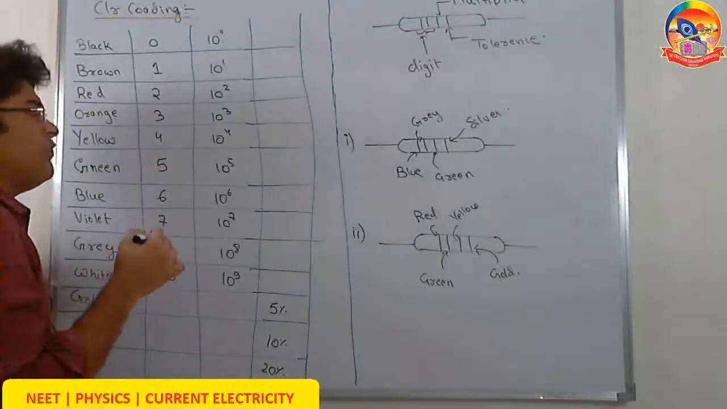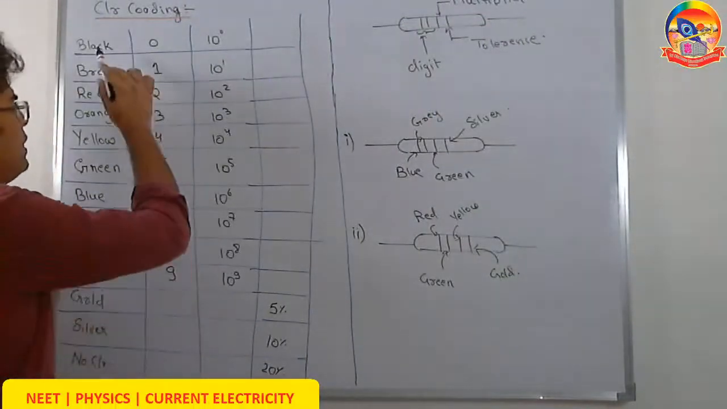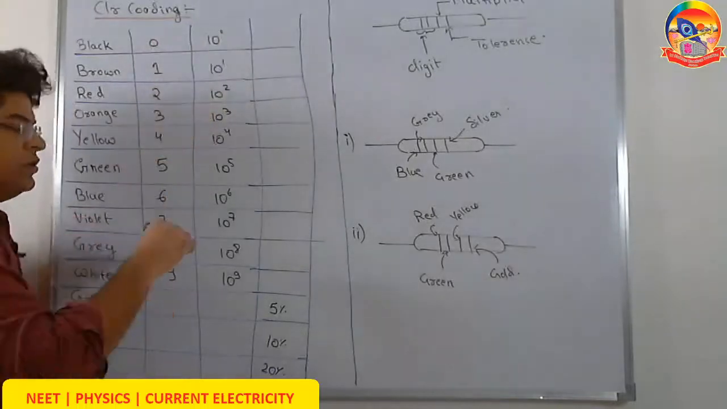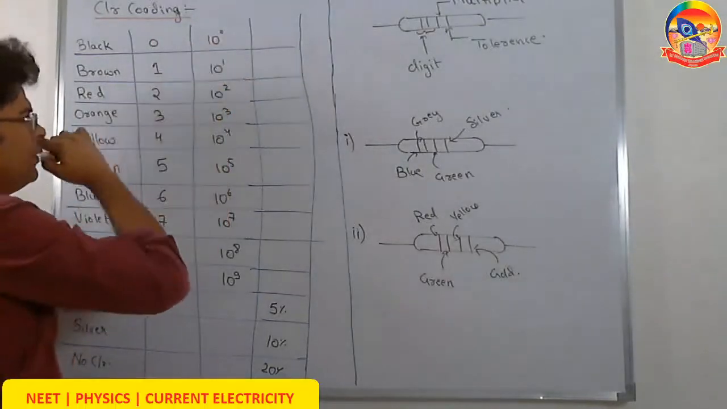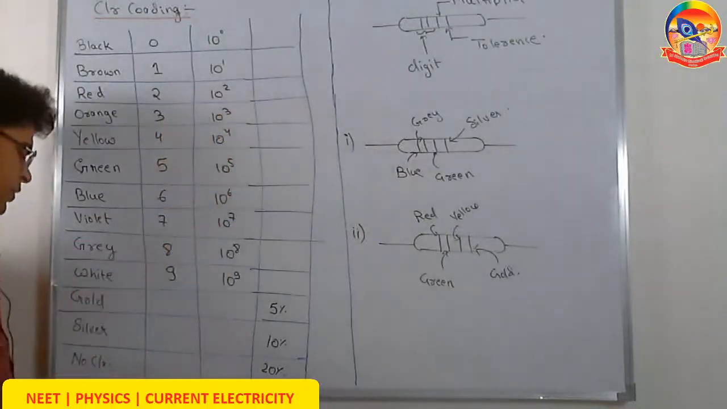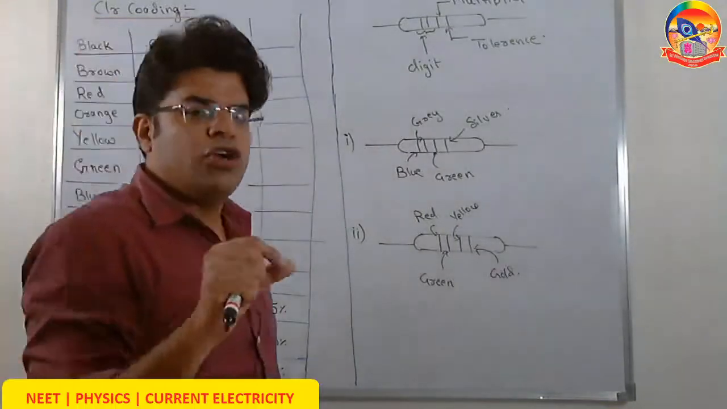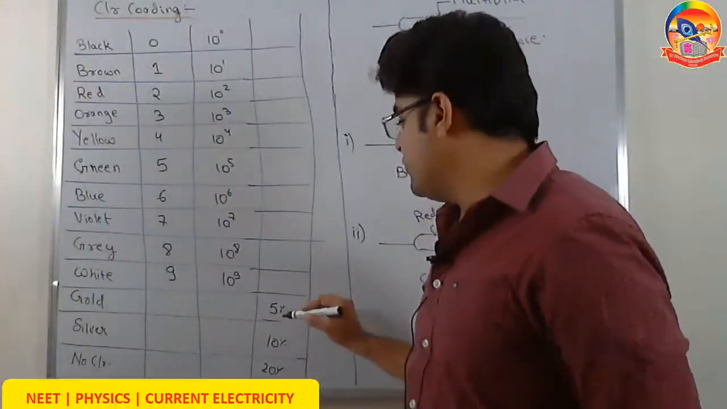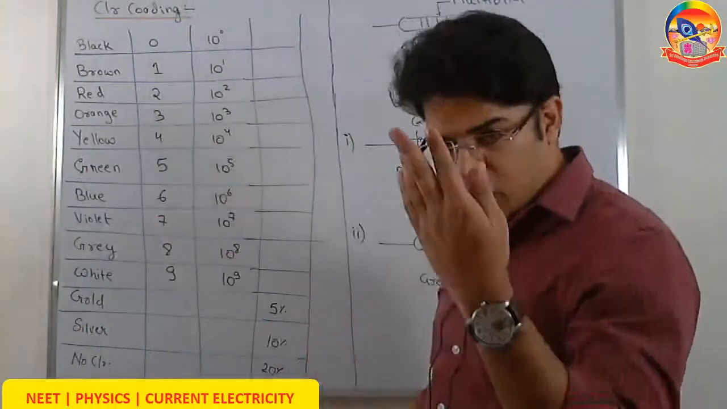And then we define something called multiplier. The multiplier for black is 10 raised to power the number denoted to it. So multiplier for black is 10 raised to power of 0, for brown is 10 raised to power of 1, red is 10 raised to power of 2, 10 raised to power of 3, and so on. And then we define something called tolerance. Tolerance for gold rated resistor is 5%, for silver rated 10%, and for no color 20%.